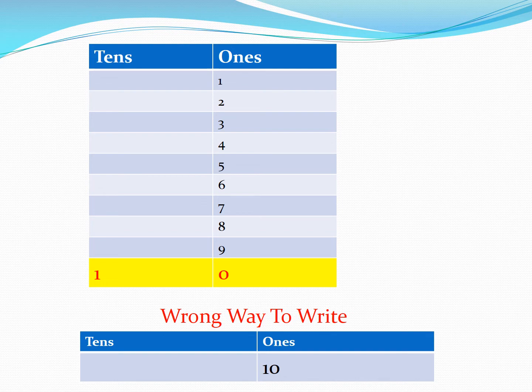Hence, one digit number has to be written on the ones place and two digit number has to be written on the ones place as well as tens place. 10 is the first two digit number. Now you can see at the bottom of this slide, it is wrong way to write 10. The right way is shown in the above table. In the next slide, you will see one video which will explain few examples related to place value.